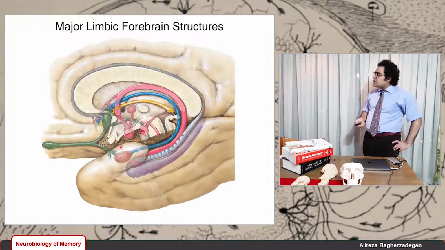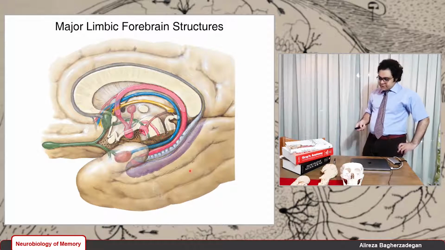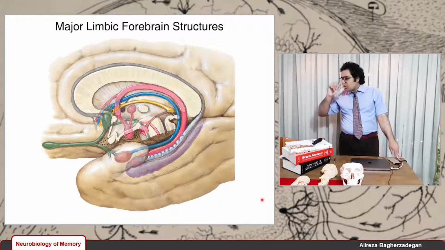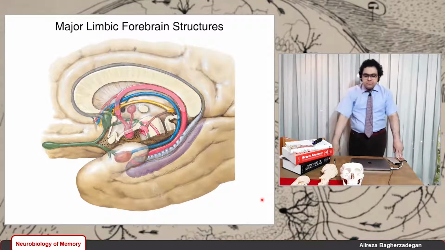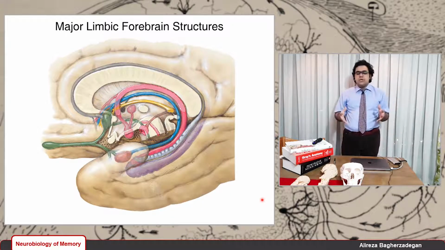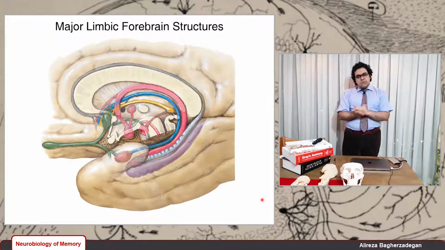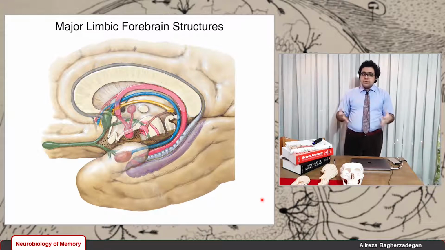Okay, let's talk about the limbic system. The hippocampus and hippocampal formation in general is part of the bigger system in the brain called the limbic system. The limbic system is very important for me because it was the introduction to the limbic system that got me into neuroscience.